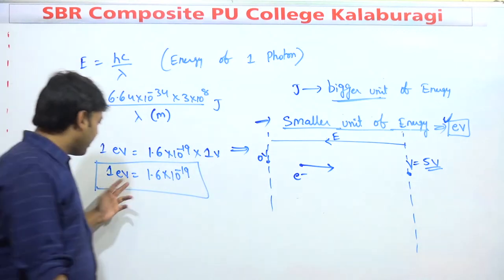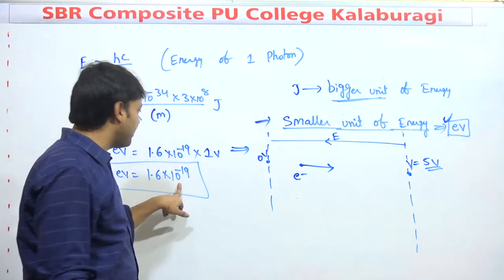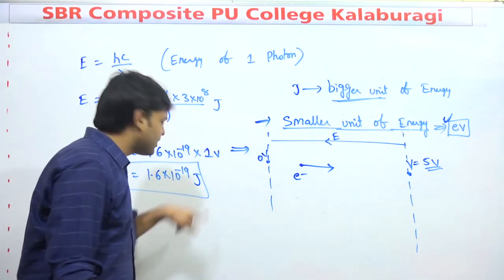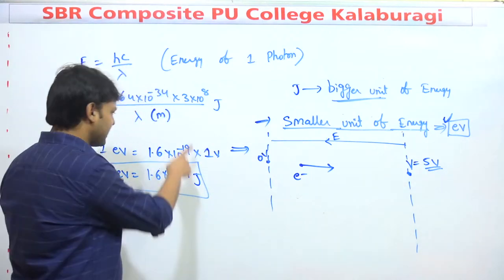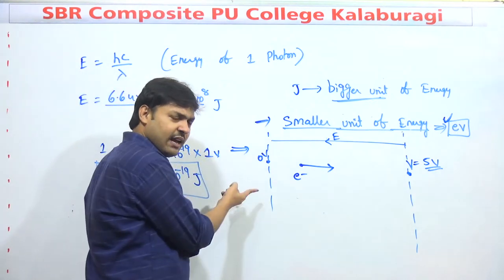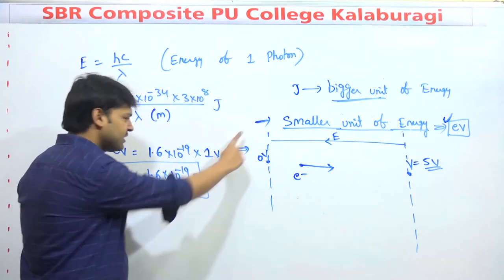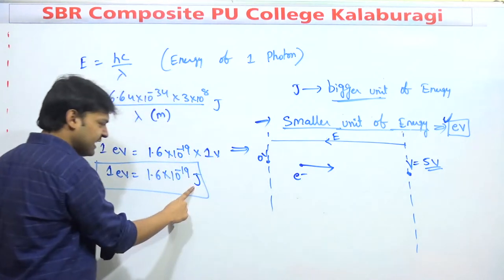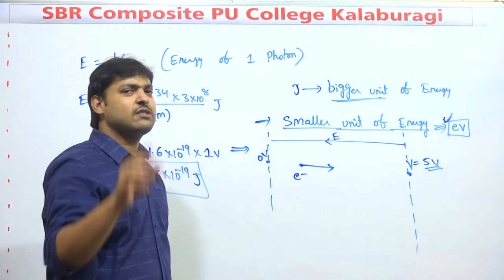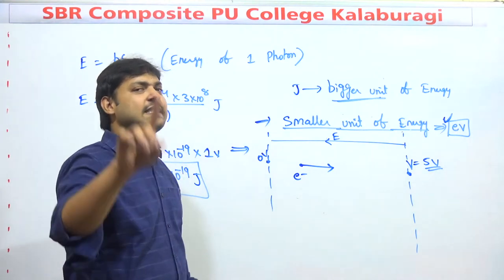Okay, 1 electron volt is equal to 1.6 into 10 to the power minus 19 joules. Why did I write it as joules? Charge I have written in coulombs, and voltage in volts, so finally we will get the unit as joule. So 1 electron volt is 1.6 into 10 to the power minus 19 joules.